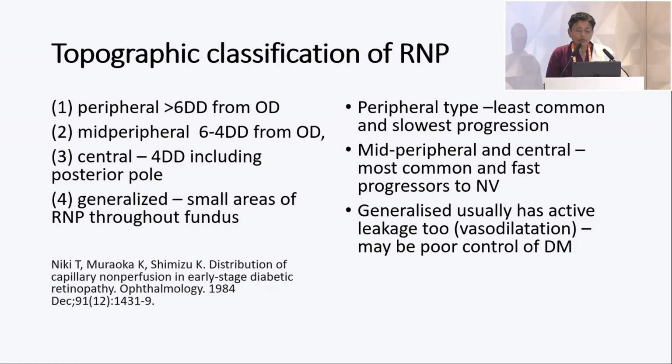Topographically, peripheral non-perfusion is defined as more than 6 disc diameters from the optic disc, then mid-peripheral is 6 to 4, and then central is 4 disc diameters around the posterior pole. But generalized is all through. The peripheral one is the slowest to progress and is the least common. The mid-peripheral is the most common and the fastest to progress to NV. And the generalized one suggests that the patient is likely to have poor control of diabetes and is likely to develop NVD as well.